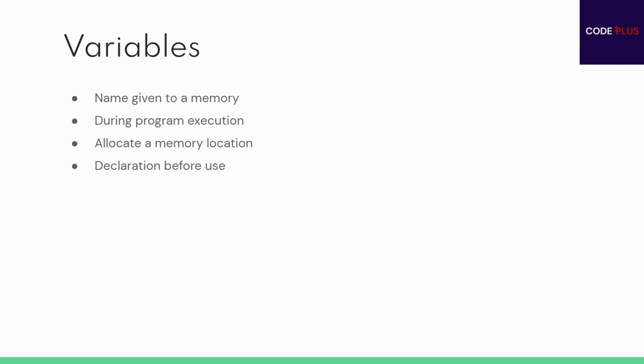A variable is only a name given to a memory location. All the operations done on a variable affect the memory location. In C++, every variable must be declared before use.